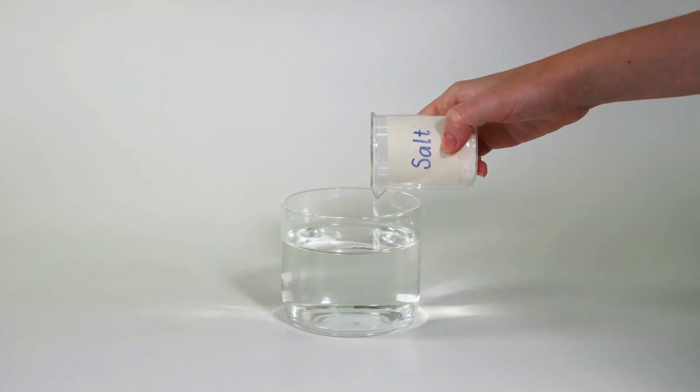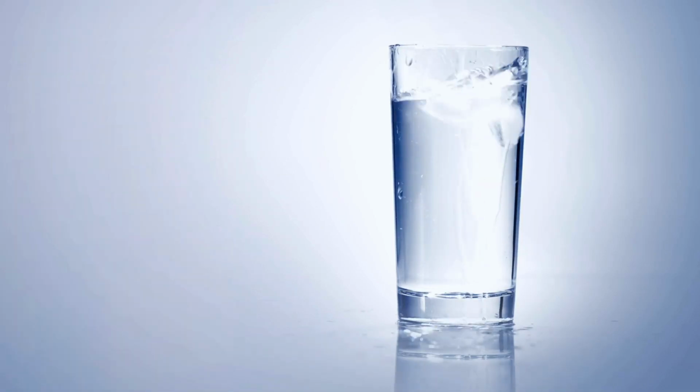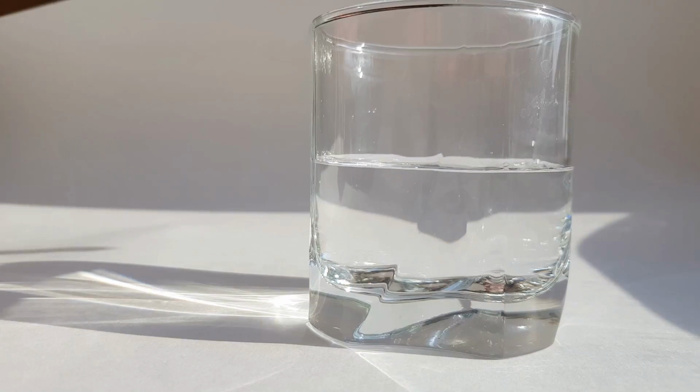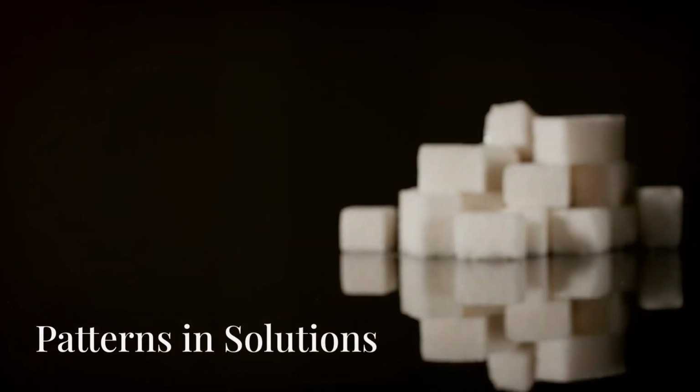Another example of a solution is when we mix salt and water. Just like sugar, salt dissolves in water, making it look like the salt has disappeared. But we know the salt is still there because the water tastes salty. If we wanted to get the salt back, we could heat the water until it evaporates, leaving the salt behind.